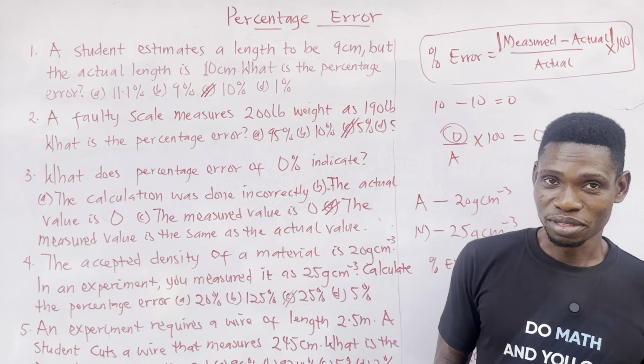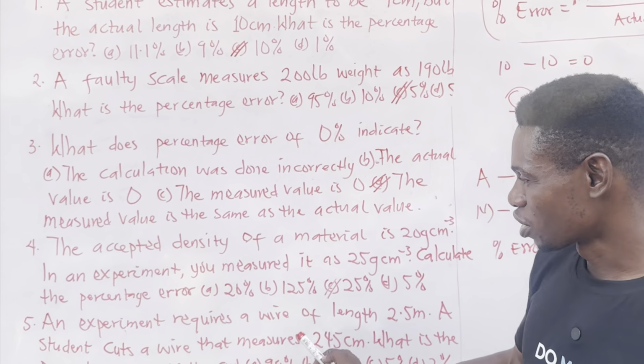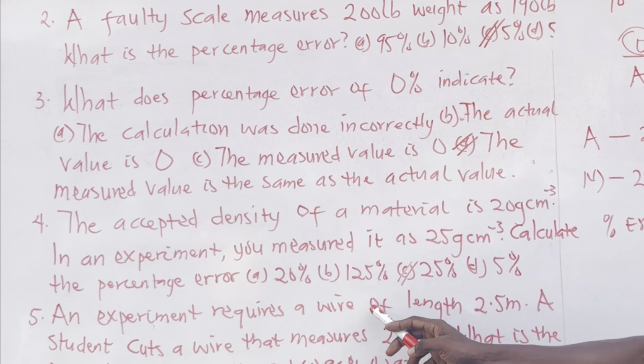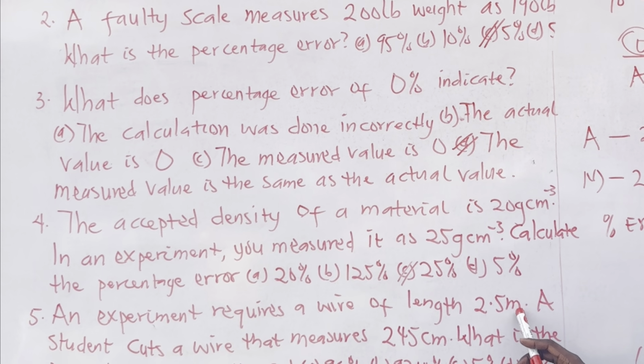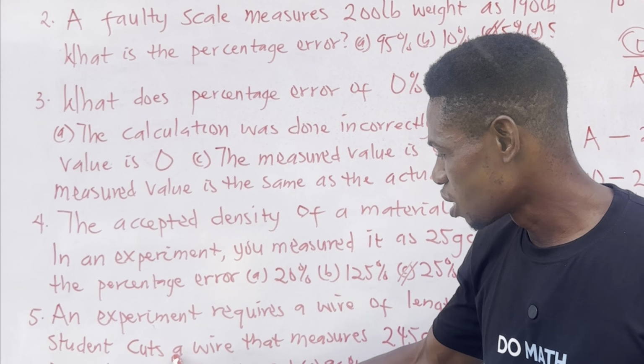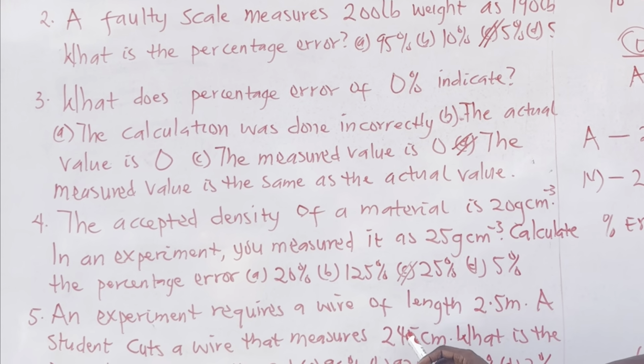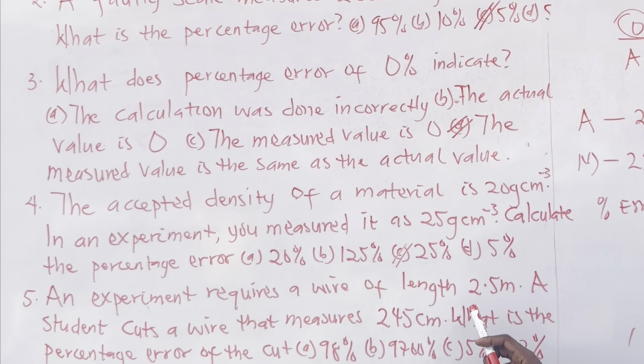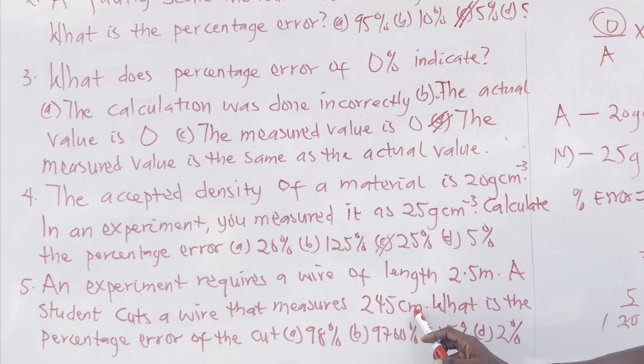Now, this number 5, I want you to do number 5 and provide the answer in the comment section. But let me explain something. There's a trap there. The question says, in an experiment, a wire of length 2.5 meter is required. Watch. A student cuts a wire that measures 245 centimeter. See the difference. 2.5 meter, 245 centimeter.